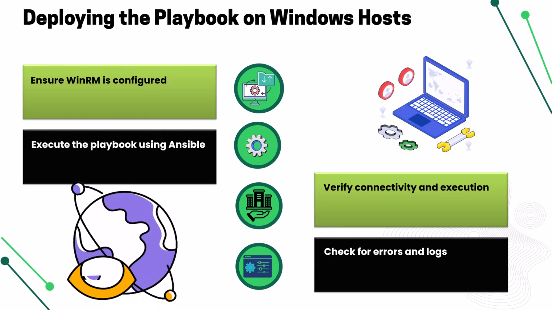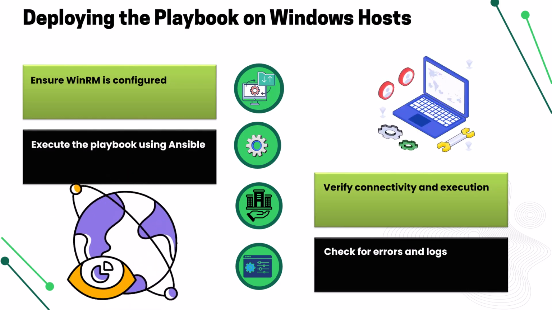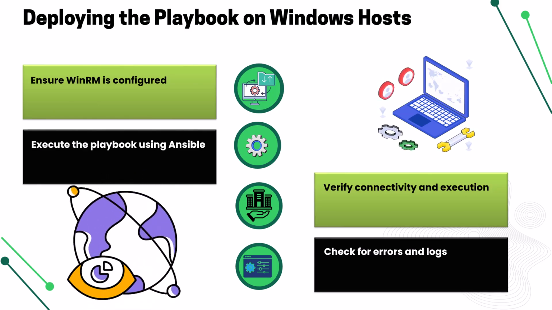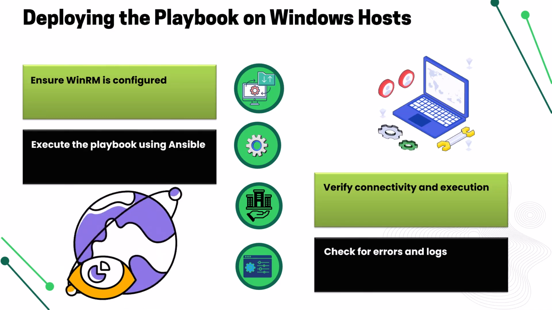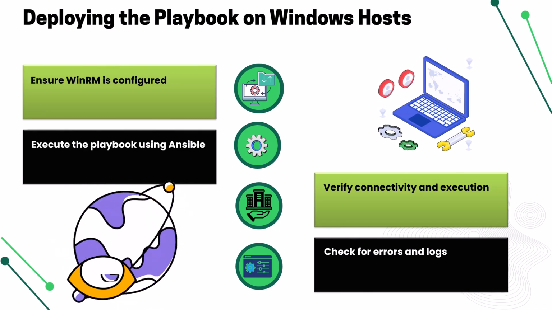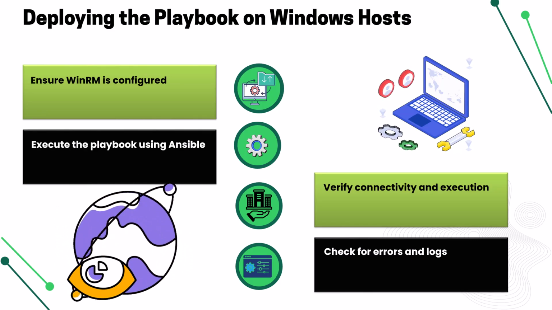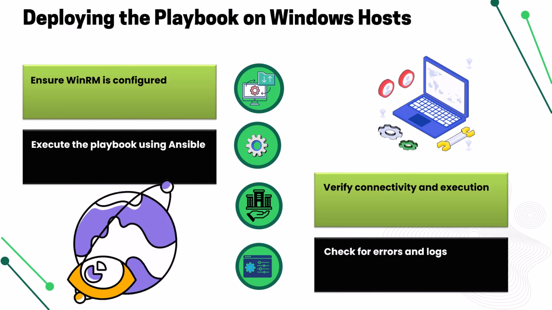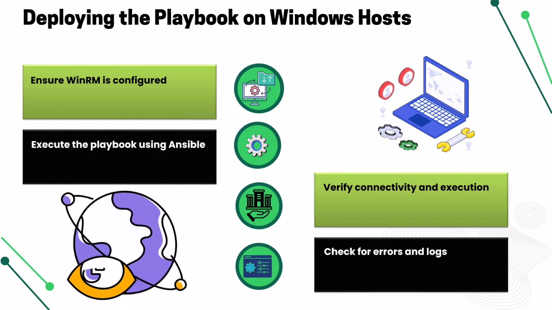Now on to deploying. First, we configure WinRM, because Windows won't just let Ansible waltz in unannounced. Then we run the playbook like an orchestra conductor, ensuring everything syncs beautifully. We verify execution and connectivity, making sure Ansible isn't playing hide and seek.